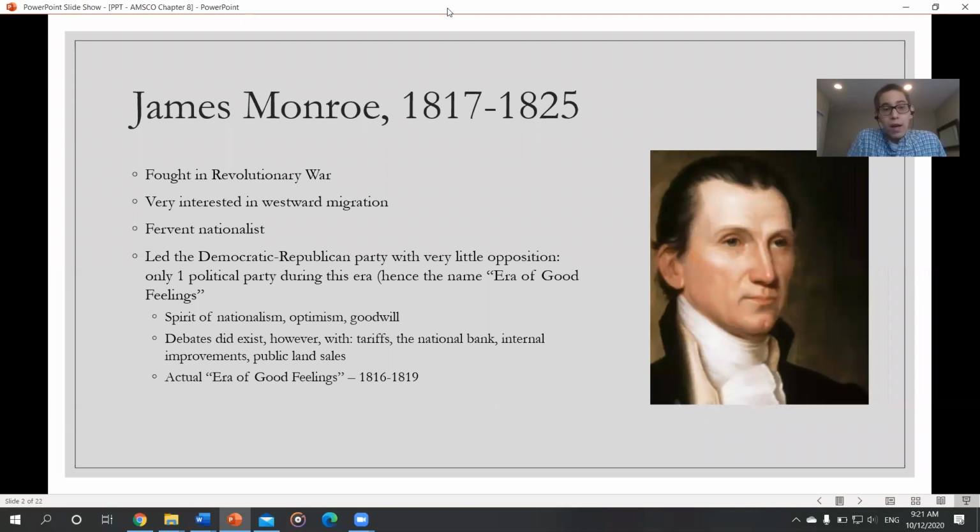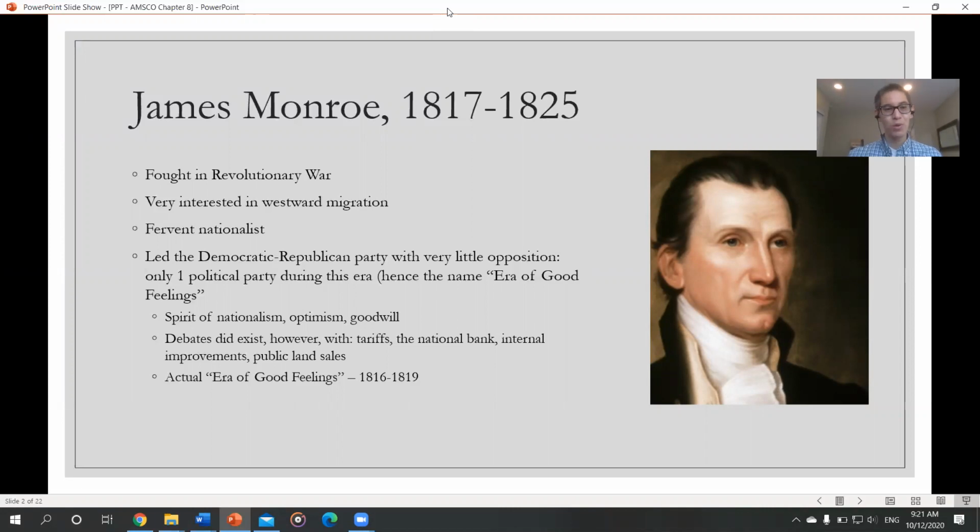So James Monroe served from 1817 to 1825. And his presidency, or at least the first half of it, is sometimes nicknamed the era of good feelings because there was only one political party with any power, the Democratic Republicans. The Federalists, you might remember, they had John Adams, they had Hamilton. But after John Adams' presidency, by the time Jefferson takes over in 1801, I think, the Democratic Republicans are basically going to rule unopposed for the next few decades.